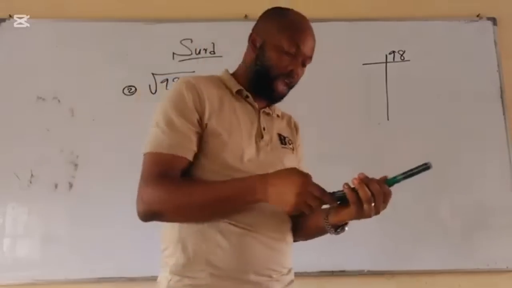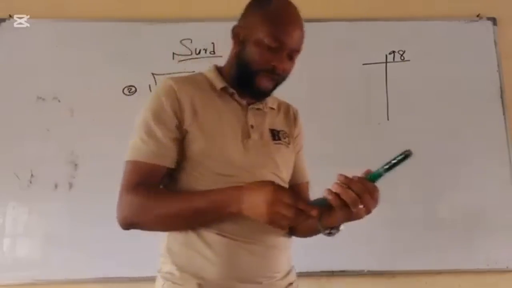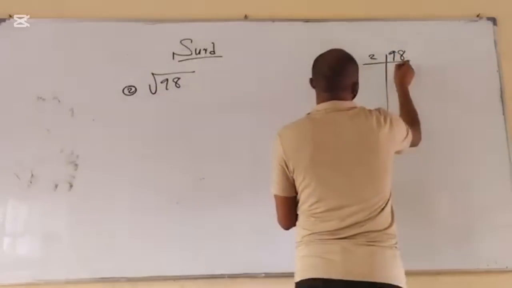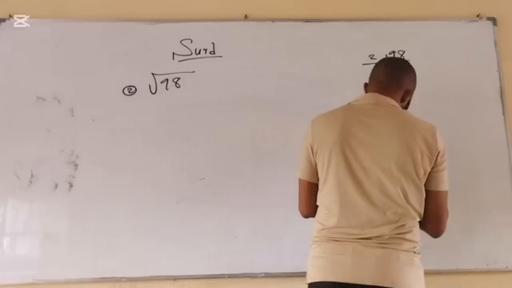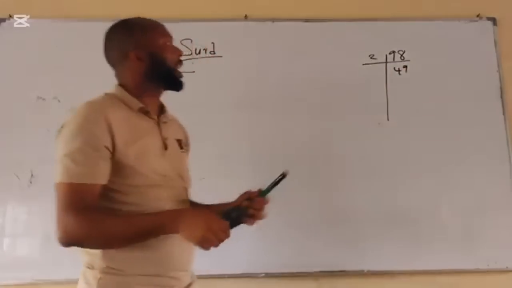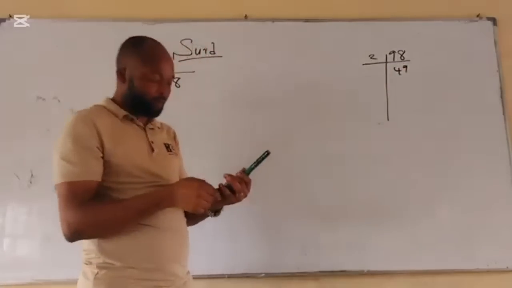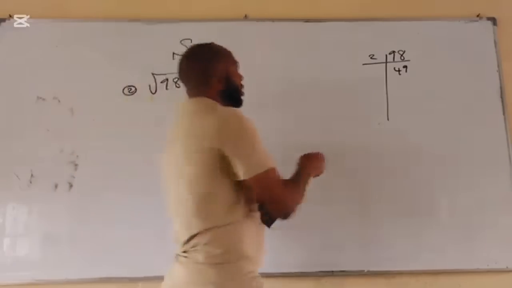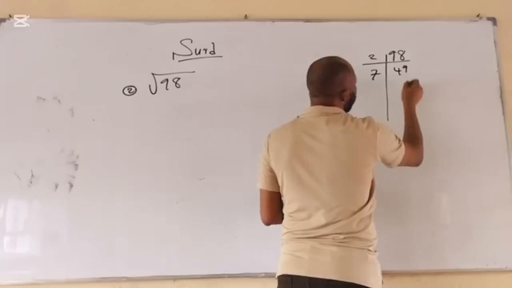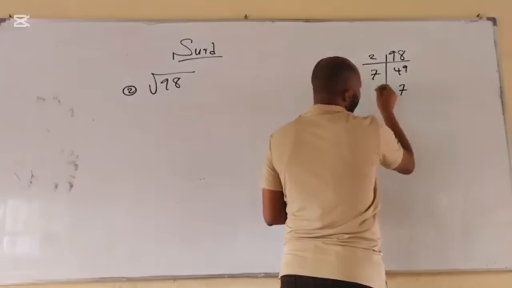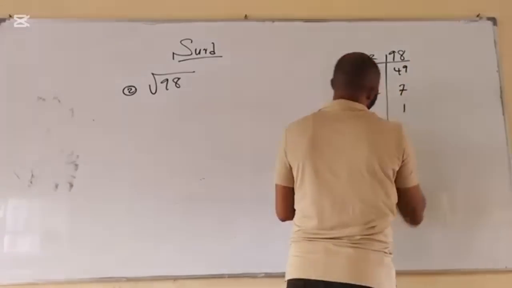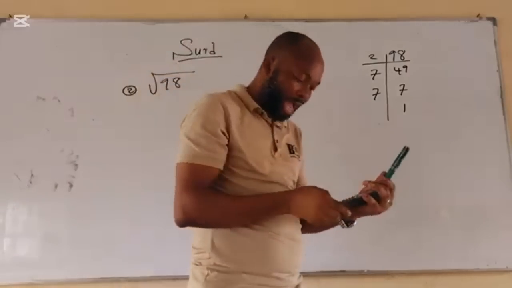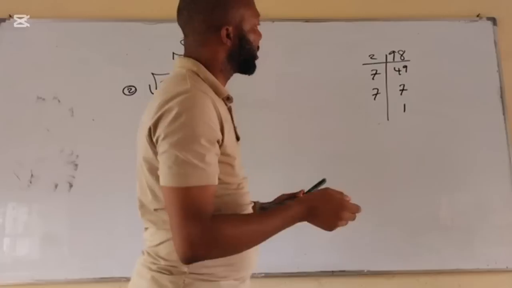A perfect square. So, I start with 98 divided by 2. I have 49. 2 go here gives me 49. Now, 2 cannot go there again. And perhaps I know that 3 will also not go. But 7 can go. So, 7 go here will give me 7. And 7 again will give me 1.